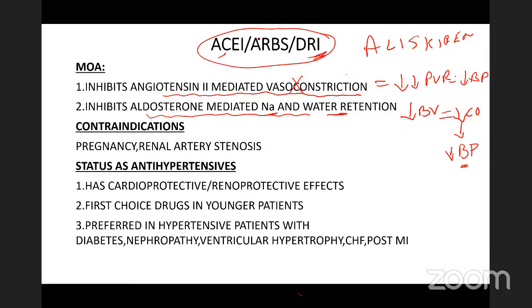Contraindications: they have teratogenic effects, so they should not be used in pregnancy. They are contraindicated in bilateral renal artery stenosis. They are also useful as antihypertensives because the long-term activity of the renin-angiotensin system leads to vascular hypertrophy, ventricular hypertrophy, and increased mesangial cell growth in the kidney, which leads to nephropathy.